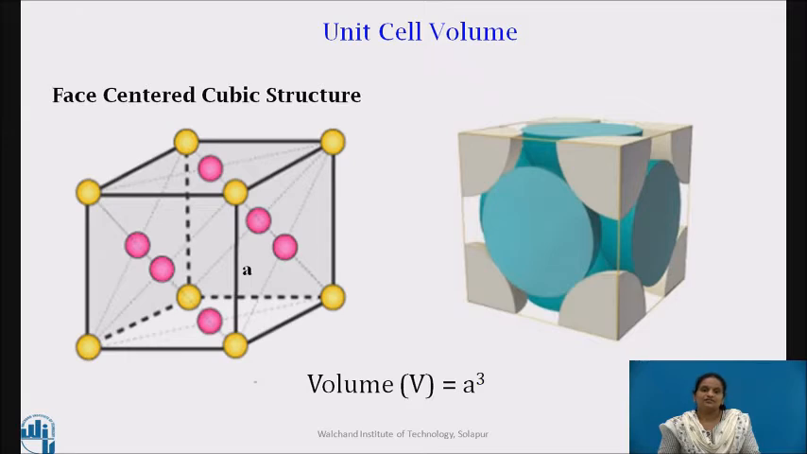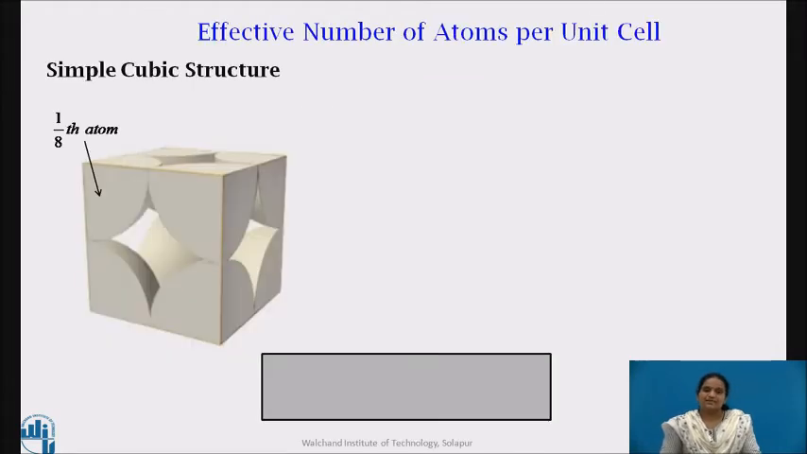Then the face centered cubic cell, it is a non-primitive cell having 6 lattice points at the centers of its 6 faces and 8 corners of the cube as shown in the figure. So here in case of cubic cell, all the edges of the cube are of equal length a, therefore the volume is given by a cube. Now the next parameter is effective number of atoms per unit cell. Let's see for simple cubic structure.